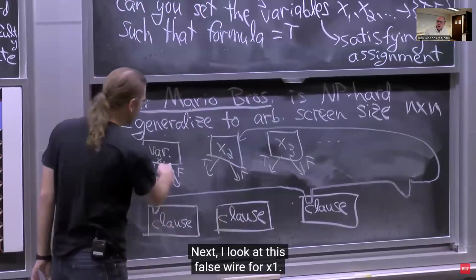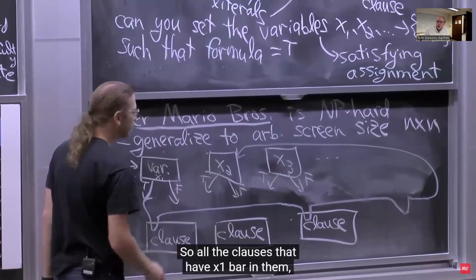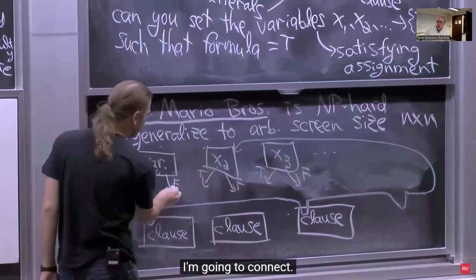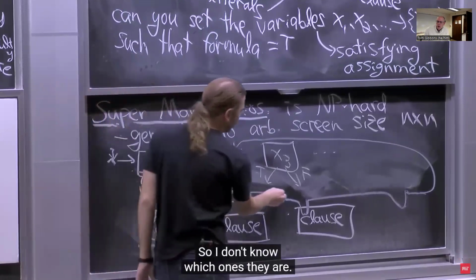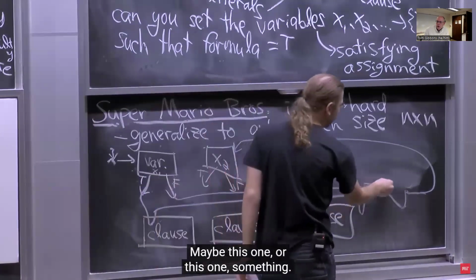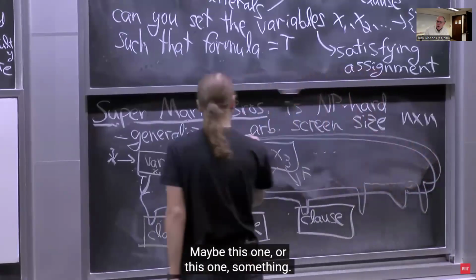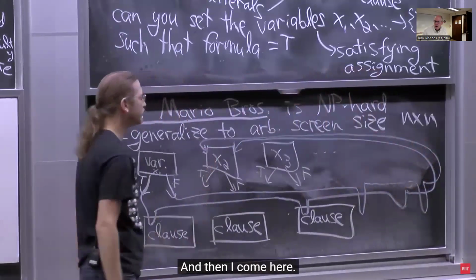Next, I look at this false wire for x1. So all the clauses that have x1 bar in them, I'm going to connect. I don't know which ones they are. Maybe this one, something. Okay. And then come here.